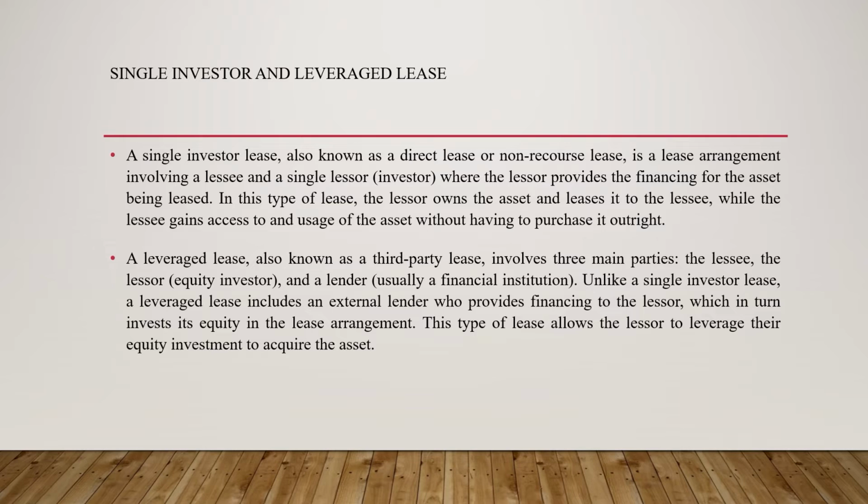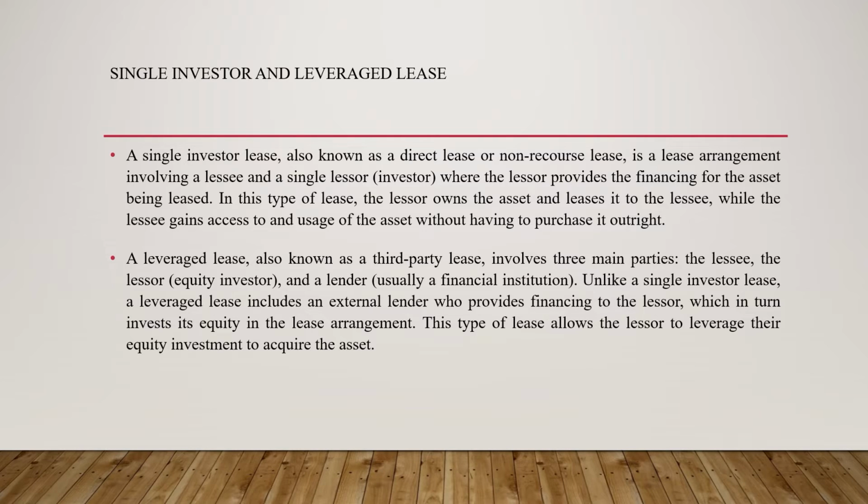In this type of lease, the lessor owns the asset and leases it to the lessee, while the lessee gains access to and usage of the asset without having to purchase it outright. So, in case of single investor lease, there is only one lessor involved, typically an external financial institution or a specialized leasing company. The lessor provides funding to acquire the asset and the lessee makes lease payments to the lessor in exchange for the use of the asset. In terms of ownership, the lessor retains ownership of the asset throughout the lease term.